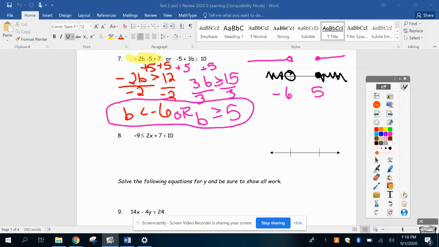Number 8 is compound and. Compound and, I need to solve this all in one big chunk, where the idea is I sort of want to ignore that -9 for a second and think about what I would do first. The first thing that we would do is subtract 7. If we subtract 7 here and here, we also want to subtract 7 over here.